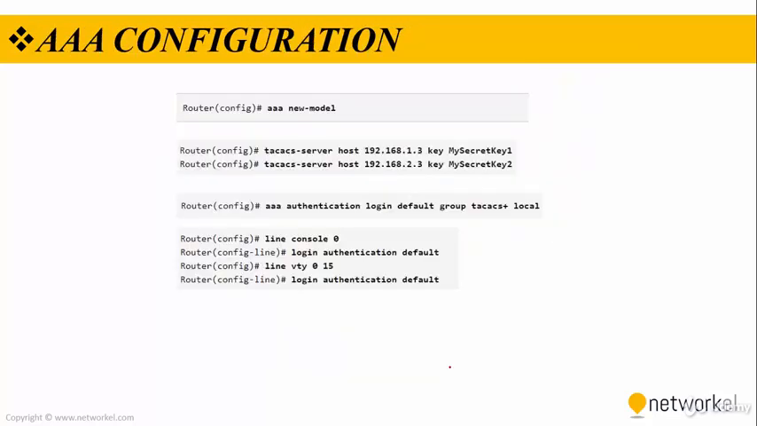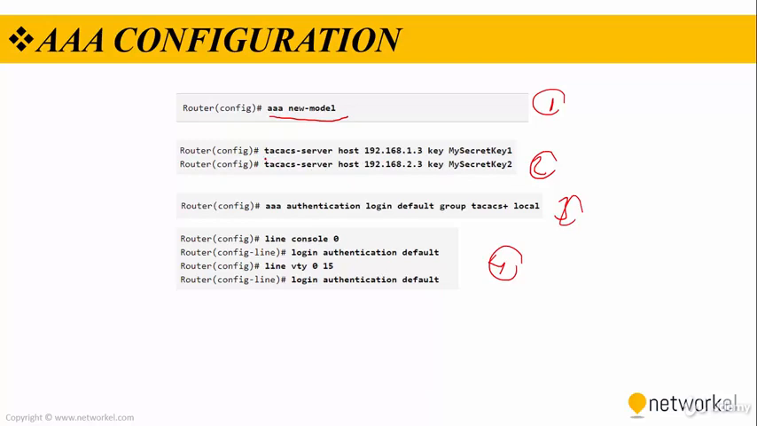Here's how we can configure AAA. We have 4 main steps of the configuration. In the first step, AAA is enabled globally by using the aaa new-model command. In the second, TACACS server IP addresses and shared secrets to be used in communication with servers are determined.